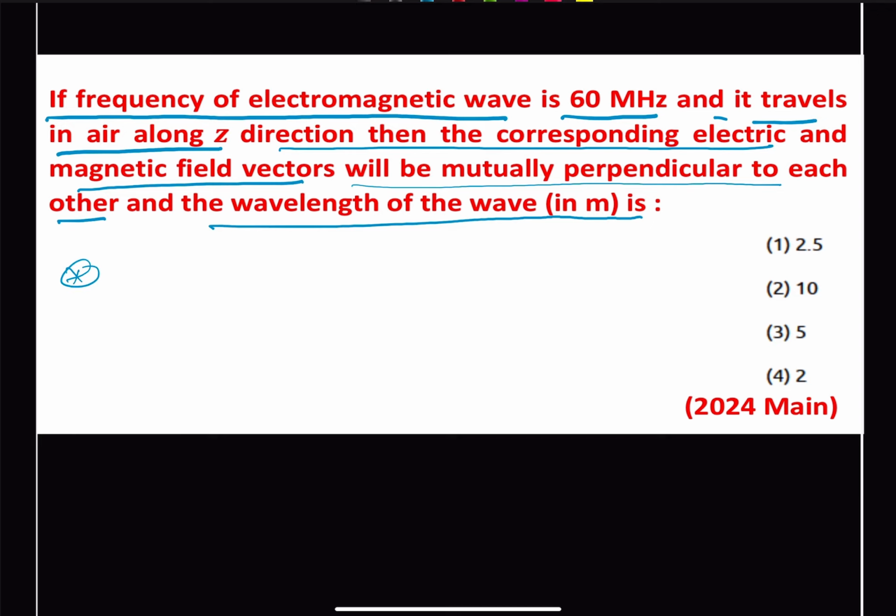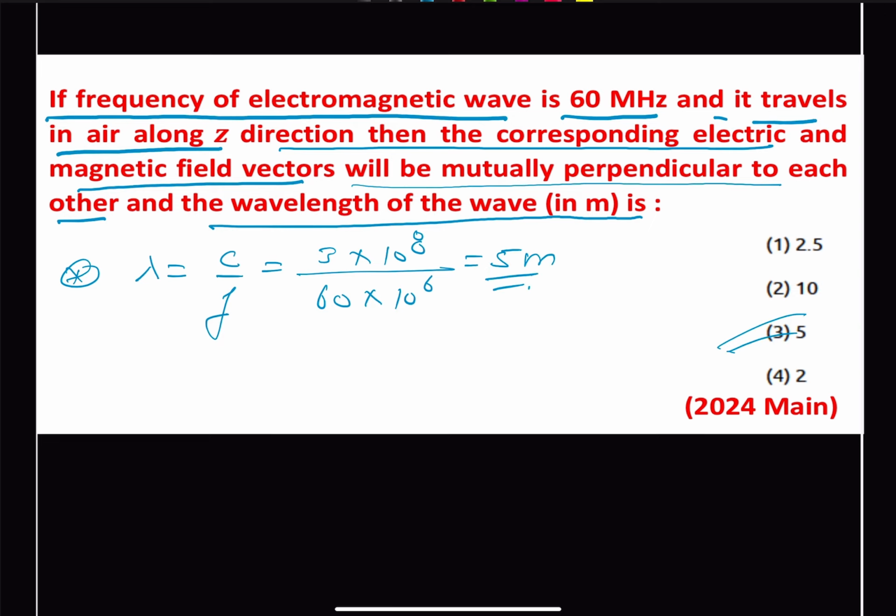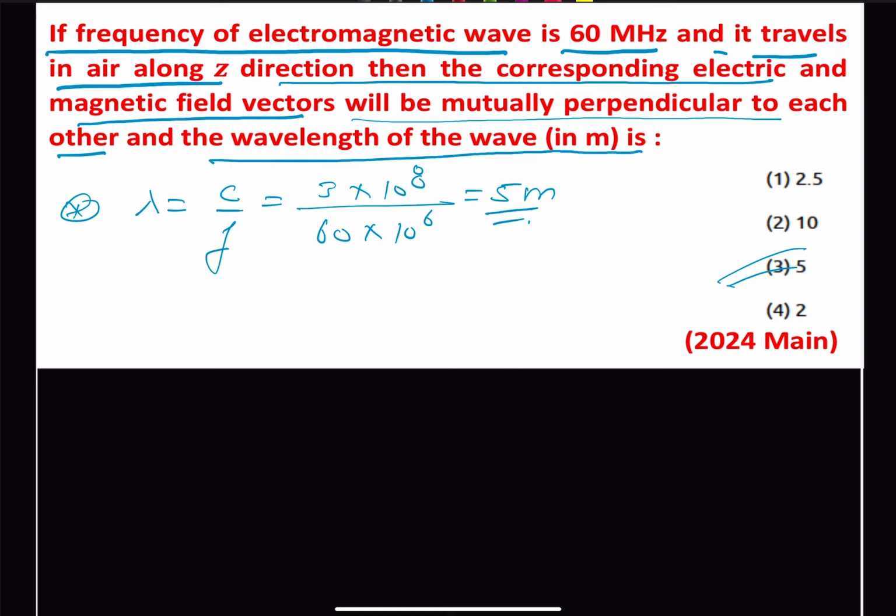We are given the frequency, and we know that our wavelength is equal to c upon frequency. C is the speed of light. So this gives us 3 into 10 to the power 8 divided by frequency, which is 60 megahertz, and this comes as 5 meters. So option 3 is correct. Next question.